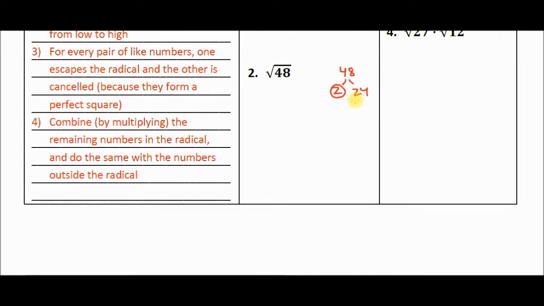24 is also an even number. That means 2 goes into 24. 24 divided by 2 is 12. 2 is a prime number, so that branch is done.